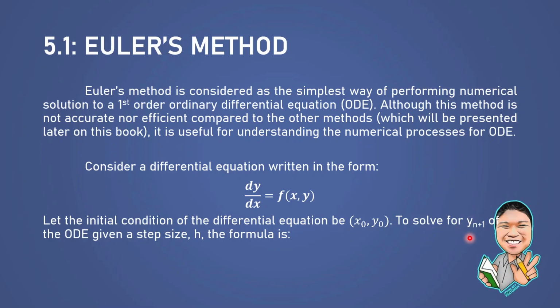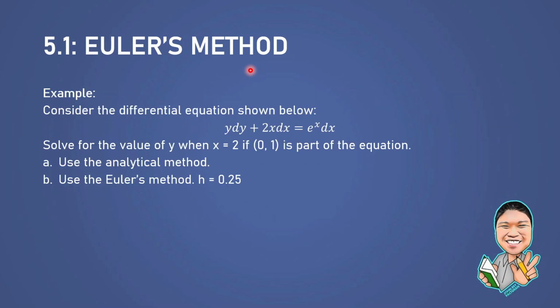So, to solve for y sub n plus 1 of the ODE, given a step size h, so may i-consider tayo ditong step size, the formula is, y sub n plus 1 is equal to y sub n plus h, the quantity f of x sub n, y sub n. So, kumbaga, the future point is equal to the previous point plus h, tapos itong function from the differential equation. So, para mas maintindihan nyo, let's discuss an example here.